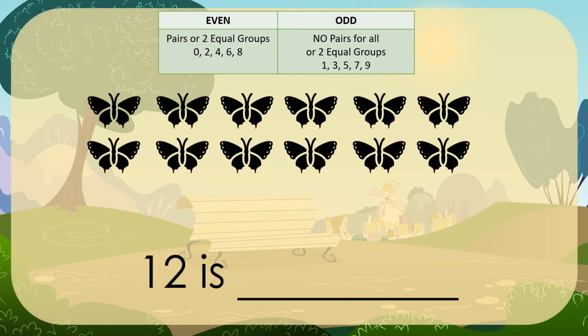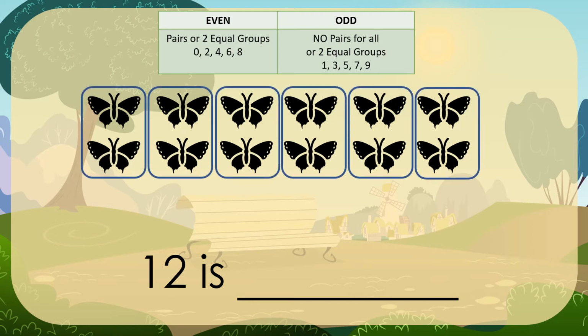Let's think about the number 12. If I tried to pair each butterfly with a partner, would I have any butterflies left over? I don't have any butterflies left over. Each butterfly has a partner, so I can make pairs without having any left over. So that tells me that 12 is an even number.